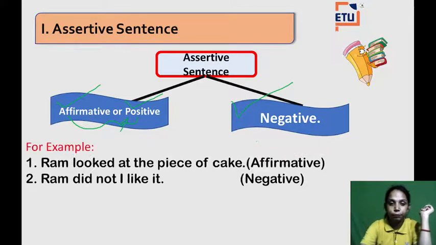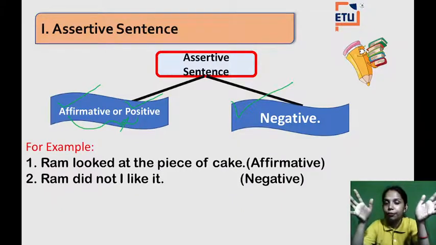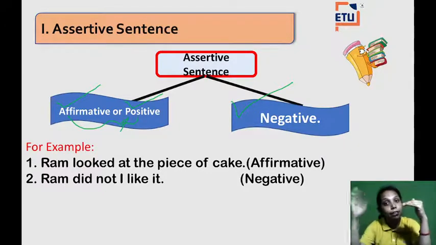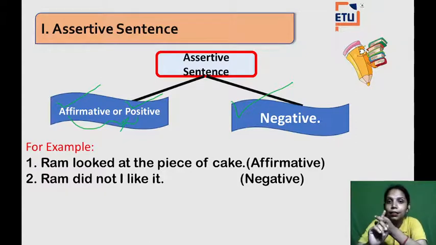Now see. Ram looked at the piece of cake. So Ram is just looking at the piece of cake. Is there any negative? No. Ram did not like the cake. हाँ ठीक है, वो केक की तरफ देख रहा था लेकिन उसको केक पसंद नहीं है. So what is that no coming? That not is nothing but the negative sentence.